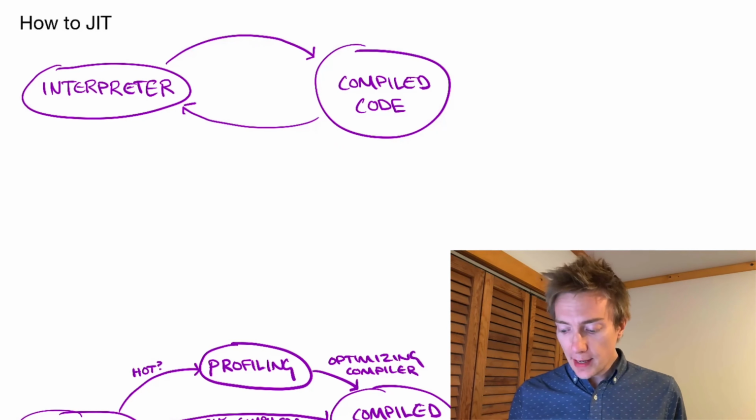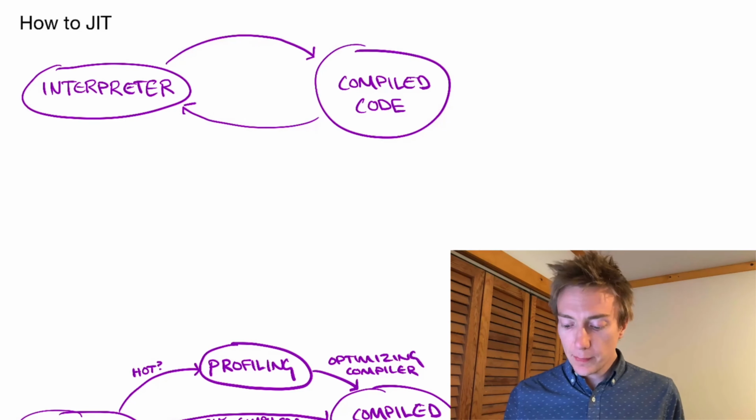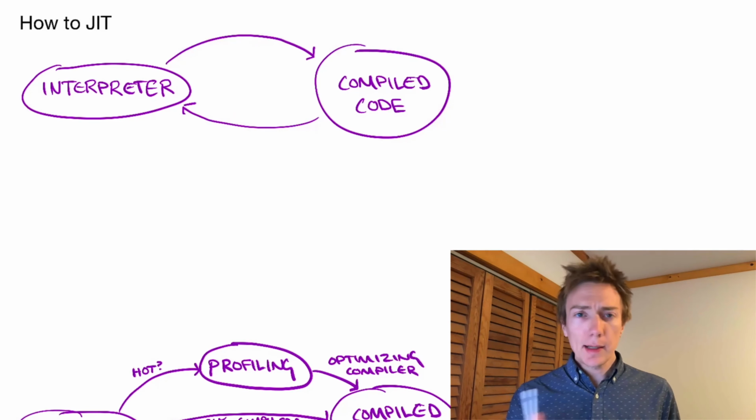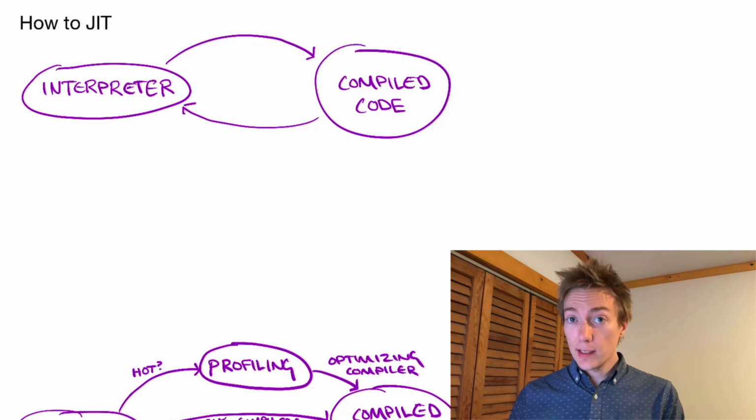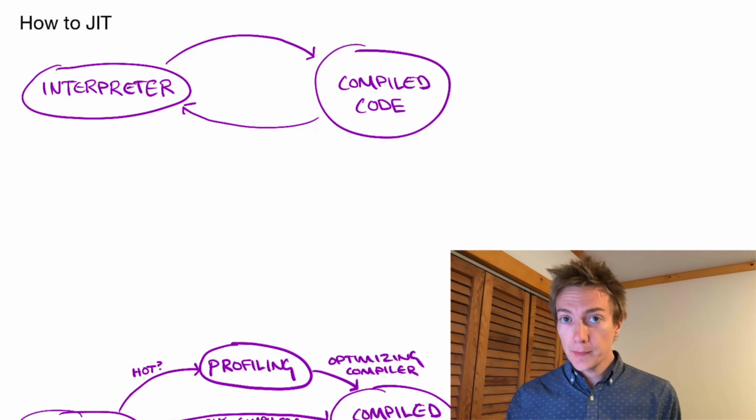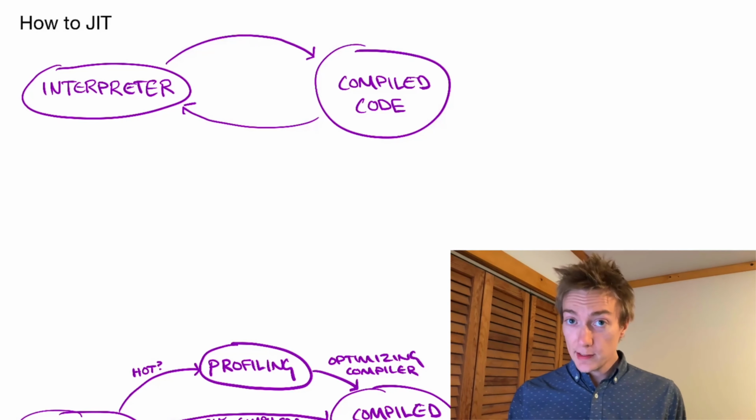You'll notice that I also have a back edge on this graph that is going from compiled code back to the interpreter. So why would it ever make sense to switch into compiled mode, executing this really fast optimized code, and then switch back to the interpreted mode? There are two reasons for this again.